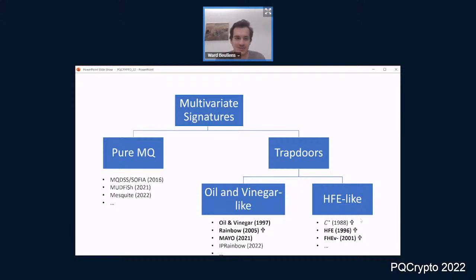I hope I don't offend anyone here. So today we'll mostly talk about this family in the middle, the oil and vinegar-like signatures. I'll talk about oil and vinegar, Rainbow, and in the end I'll talk a little bit about Mayo.